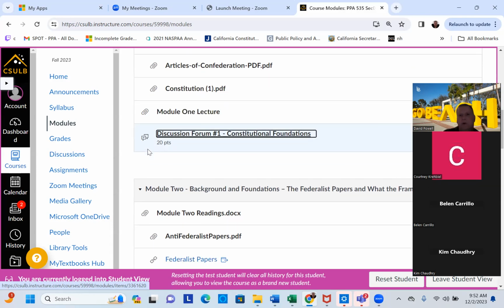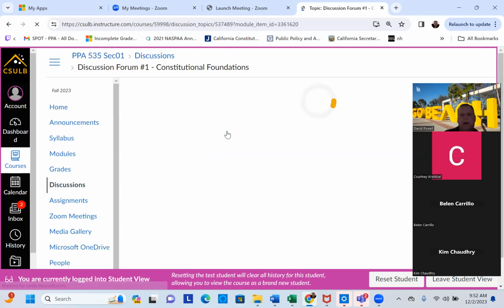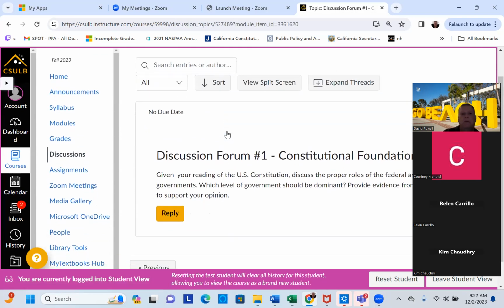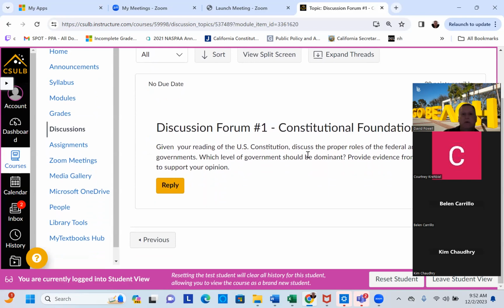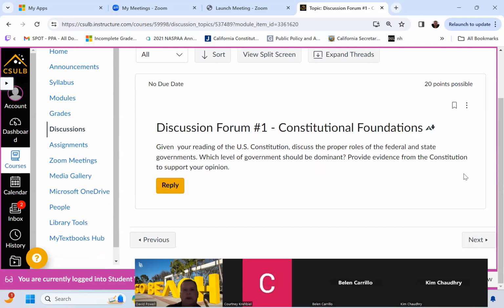And then to do your first discussion board posting, here's your link. So let's take a look at that one. This is a pretty simple, straightforward one. Given your reading of the U.S. Constitution, discuss the proper roles of federal and state governments, which level of government should be dominant, provide evidence from the Constitution to support your opinion.